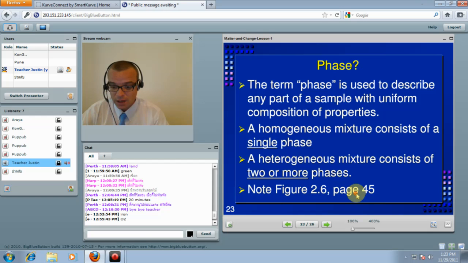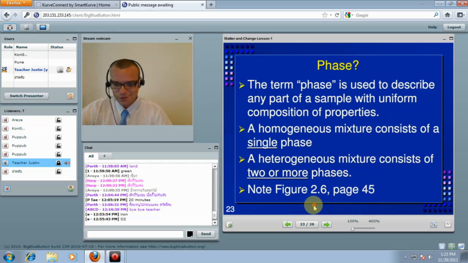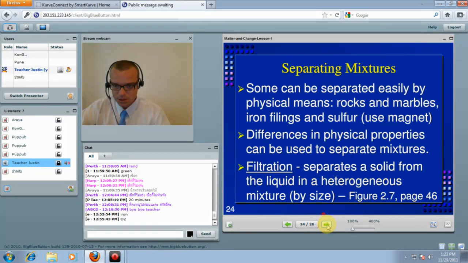Now you've got to figure that on page 45. I don't believe I've got that with me. Okay. So a homogeneous mixture, just one phase. Heterogeneous mixture, you've got two or more phases. Is there more on this? I think we'll leave it there. Okay.